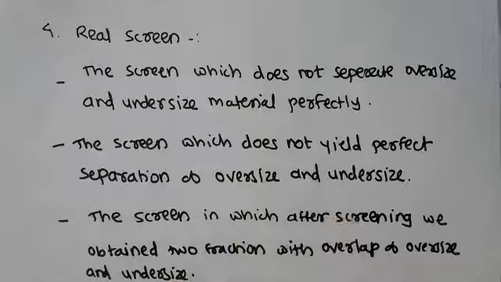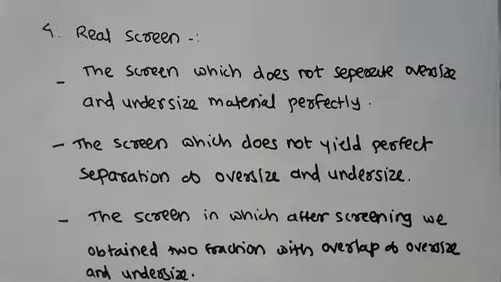Now, what is overflow? Overflow is the flow of the material out of the screening equipment which is retained over the screening surface. What is underflow? It is the flow of the material outside the screening equipment which passes through the screen. So real screen means the screen which does not yield the perfect separation of oversize and undersize.